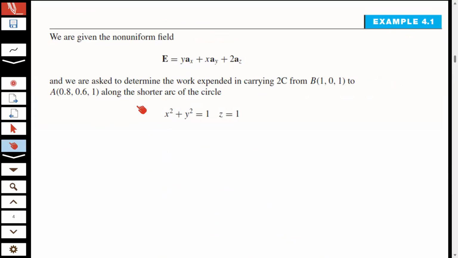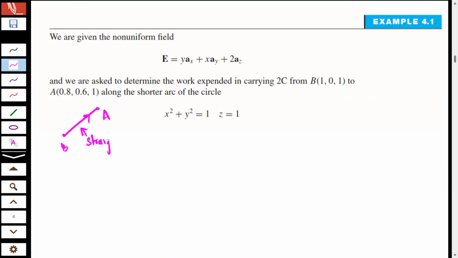Now, let us proceed this problem. Without considering this given path, we are going to assume the straight line as the path from B to A. From B to A, let us consider the straight line. We are going to find the equation of straight line.